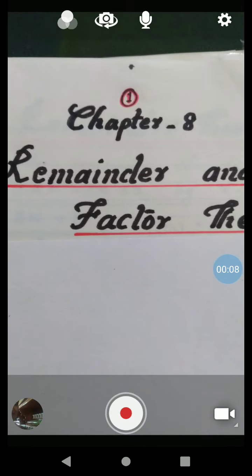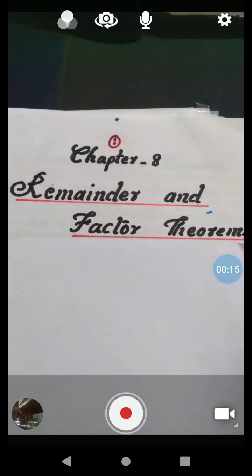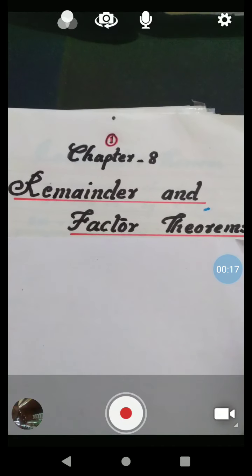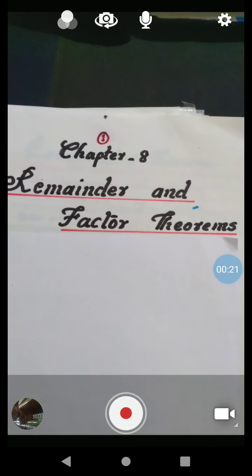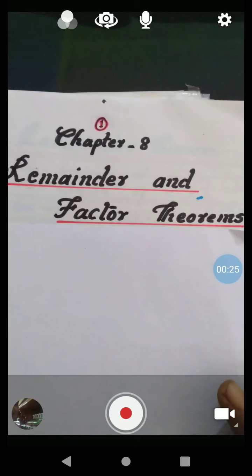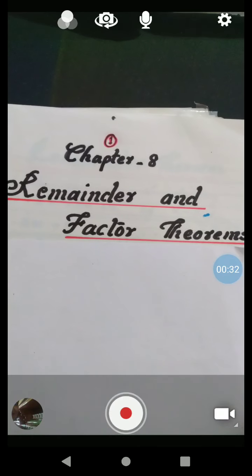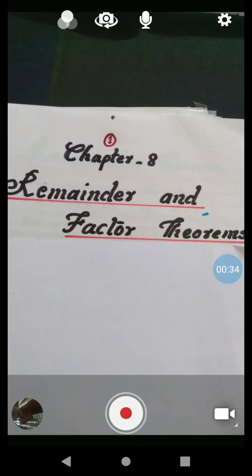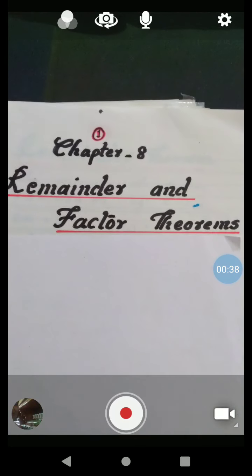We are going to learn about remainder and factor theorem. Before that, we should remember what a polynomial is. A polynomial is an algebraic expression having two or more terms.